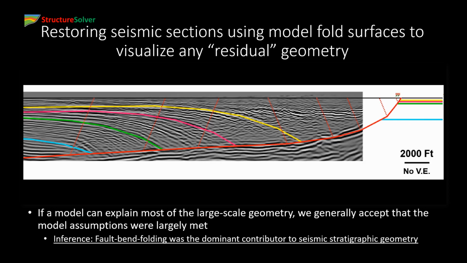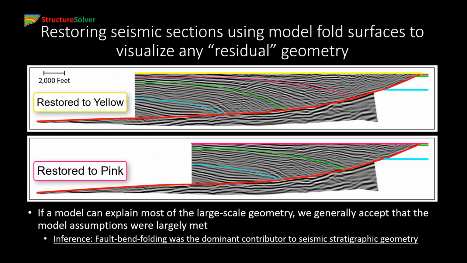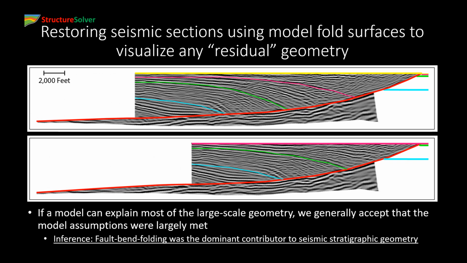To show this process in action, we'll go back to our simple growth fault example. For the yellow and pink model surfaces, the modeled fold geometry closely matches the picked seismic stratigraphy in the hanging wall. Starting with the yellow and pink surfaces, the restored seismic sections feature nearly horizontal seismic horizons near each target restoration surface. In both cases, the underlying seismic stratigraphy is not fully restored to horizontal because the yellow and pink horizons are within the Syn-Rift growth section.